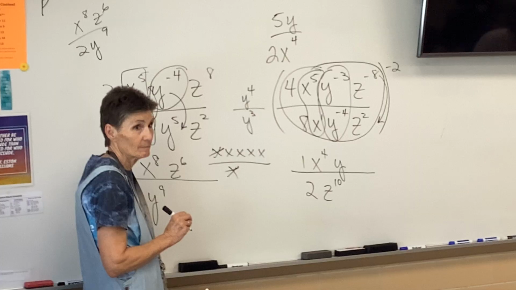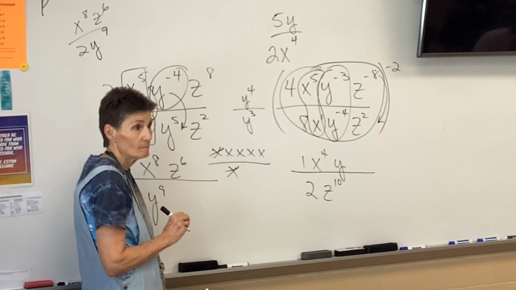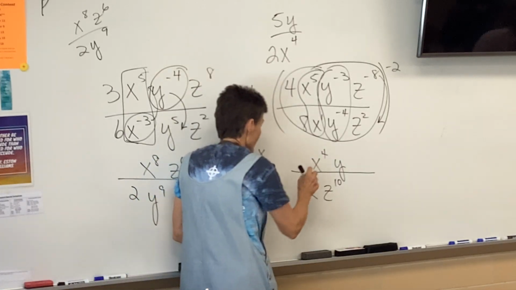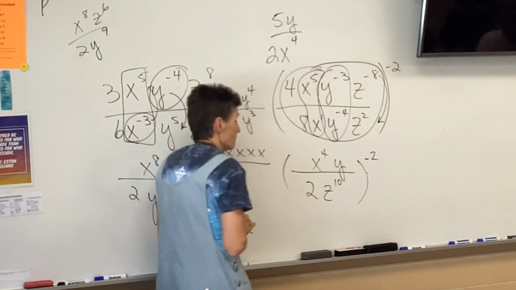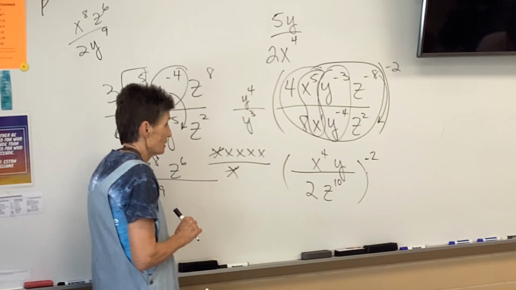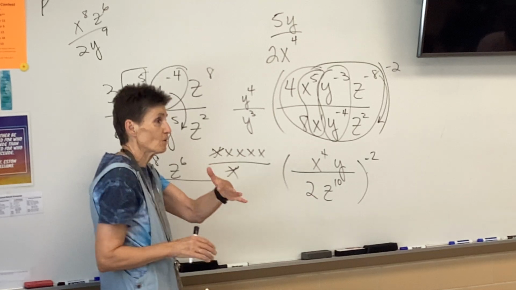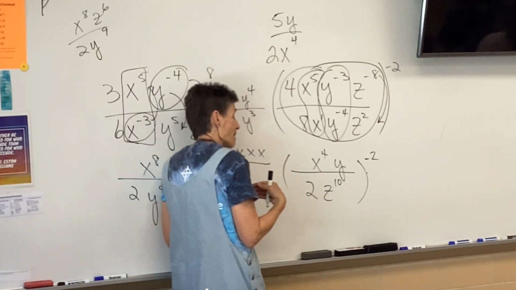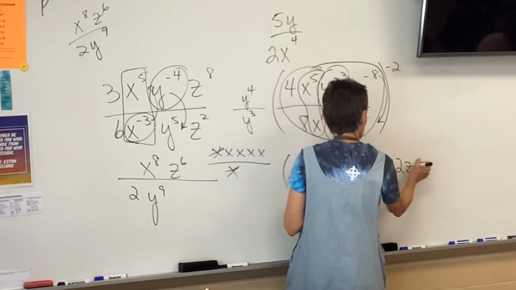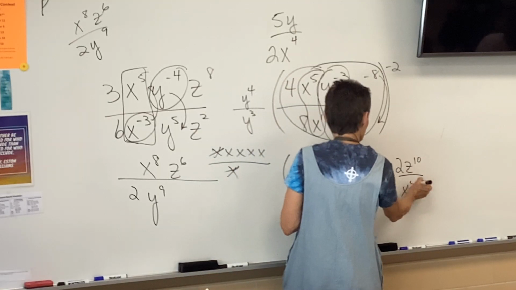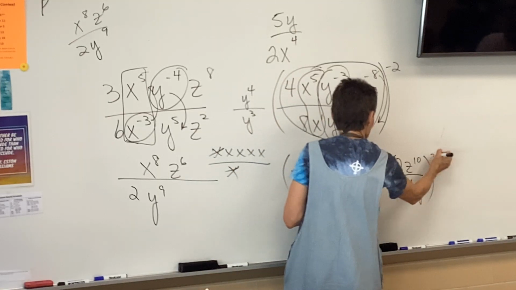We are not done. I haven't done one, so I'll take it out, still to the negative second. She flipped hers first, I'm flipping mine now, it doesn't matter, at some point you have to flip. So I'm gonna flip it, so I have 2z to the 10th over x to the 4th y, and I gotta square that.